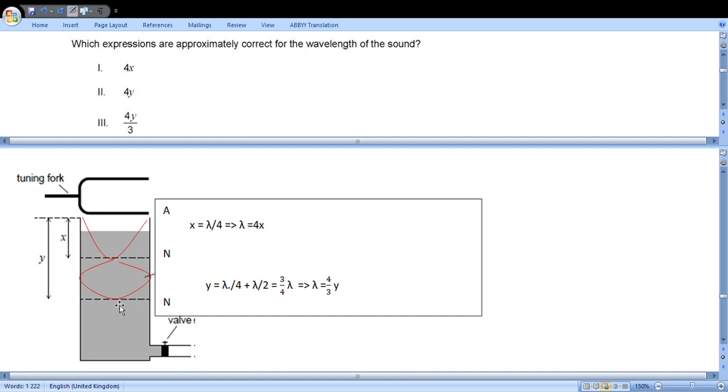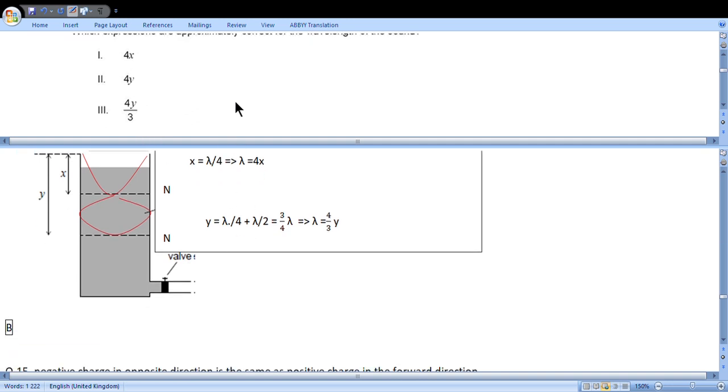Next resonance will take place when we have the following antinode, node, and node. This corresponds to lambda over 2 plus lambda over 4 equals y, and we have another expression for lambda. From this we conclude that 1 and 3 are correct. So we choose B, 1 and 3 are correct.